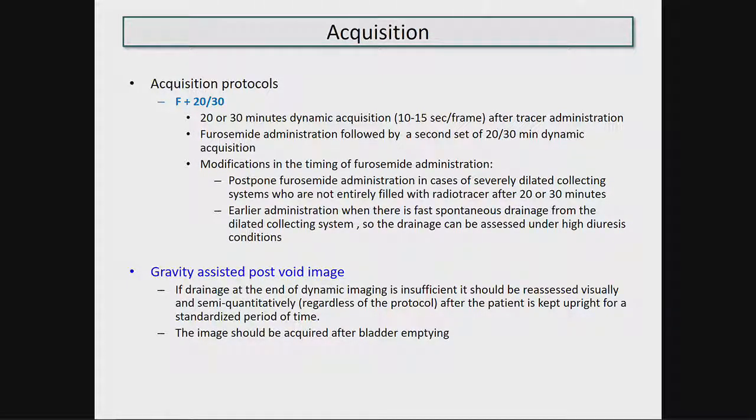The other important part, which I'm not sure was mentioned or possibly mentioned in previous guidelines, is the gravity-assisted post-void image. If drainage at the end of the dynamic imaging is insufficient regardless of the protocol, it should be reassessed visually and semi-quantitatively after the patient is kept in the upright position for a standardized period of time. And of course, this image should be acquired after bladder emptying.